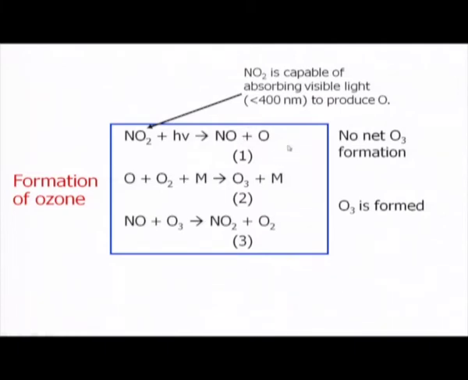This atomic oxygen formed is highly reactive and combines with the molecular oxygen to form an ozone molecule. So, this ozone is formed. So, this NO, that is nitric oxide, can react with ozone to form NO2 plus O2.